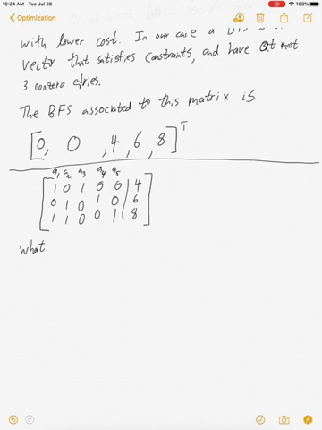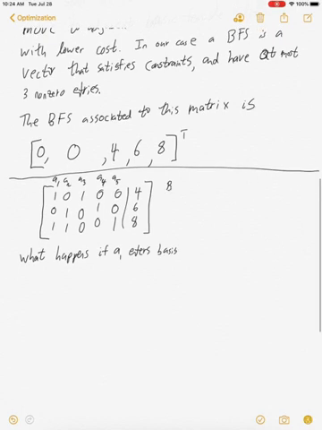So the things to think about is what happens if A1 enters the basis and what happens if A2 enters the basis. Right, so the basic feasible solution that we had associated with this matrix was 0, 0, 4, 6, 8. If A1 enters the basis, well, how are we going to have to update the basic feasible solution?